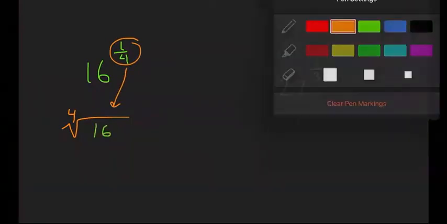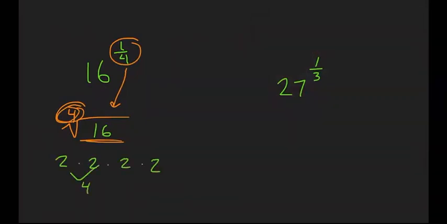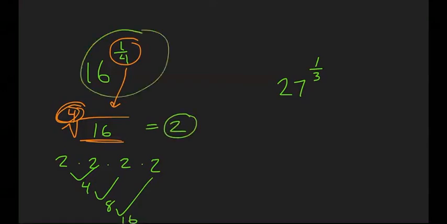And this is saying what number multiplied 4 times gives us 16. And again, you may need to stop and try a couple things out. If you're multiplying a number 4 times and you're going to wind up with 16, that number is probably going to have to be pretty small. So let's start with maybe 2. 2 multiplied 4 times, let's see what we get. 2 times 2 is 4, times 2 is 8, times 2 is 16. So we found it. 4th root of 16 is 2. So 16 to the 1/4 power equals 2.